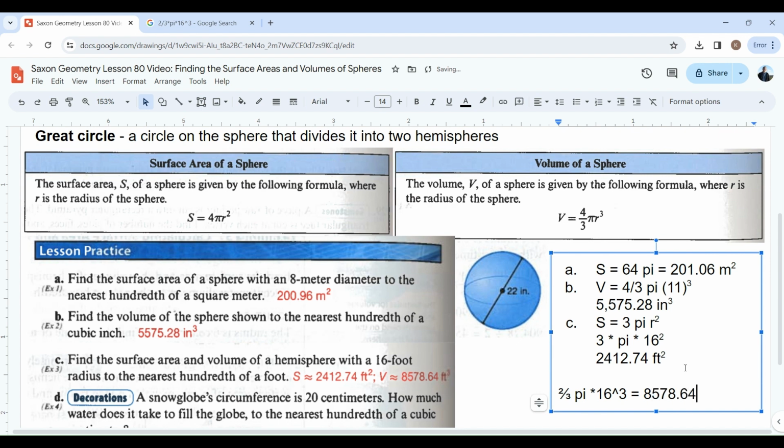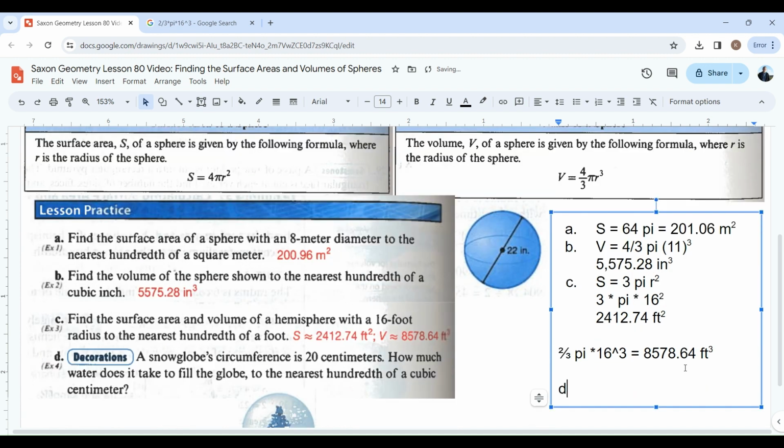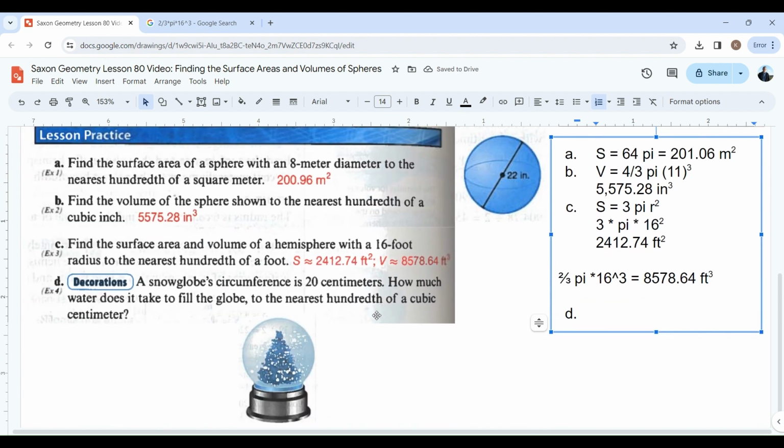So we know how to do these problems. On to the next one. Letter D. A snow globe's circumference is 20 centimeters. How much water does it take to fill the globe to the nearest hundredth of a cubic centimeter? So we're looking for volume, water to fill the globe.